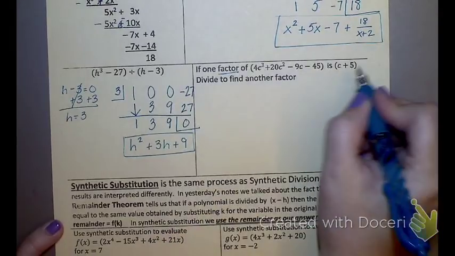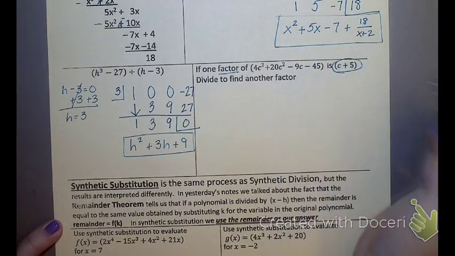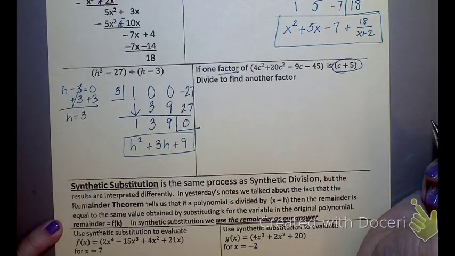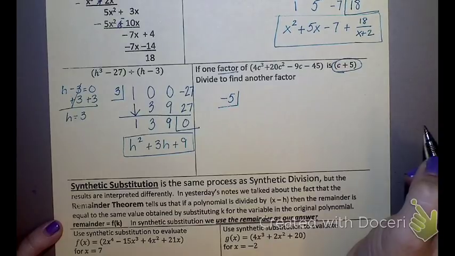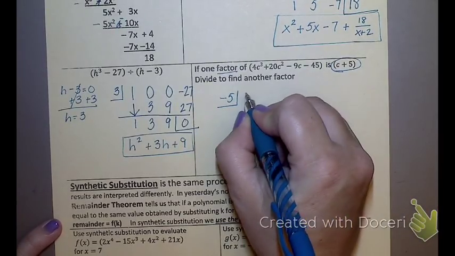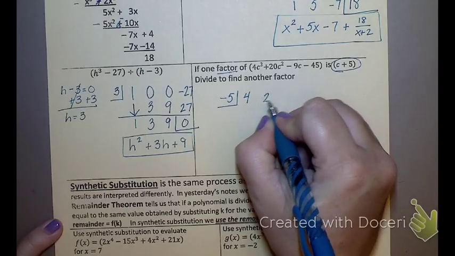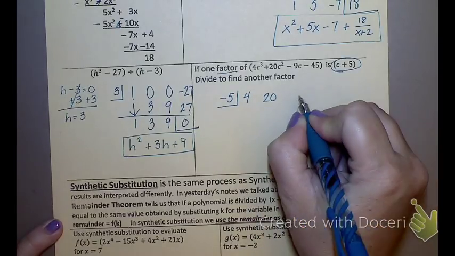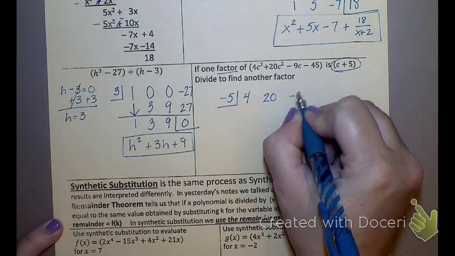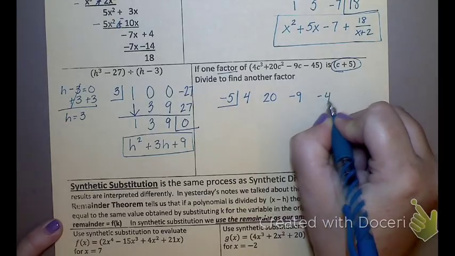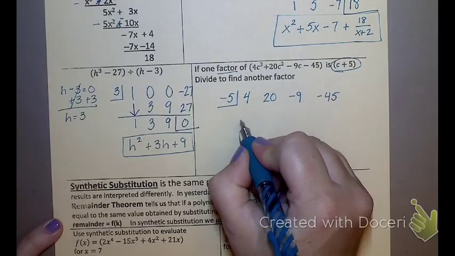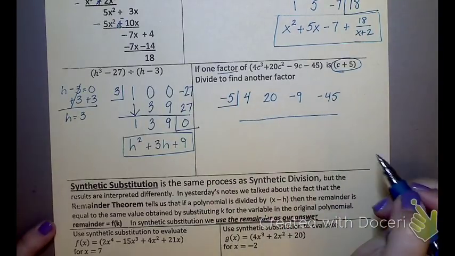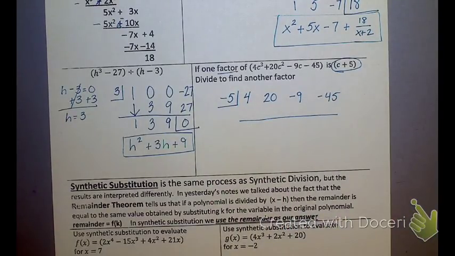So, I'm going to look here for my box number. What's my box number going to be? -5. It always ends up changing that sign, doesn't it? And then what are my coefficients going to be across the top? 4, 20, 0, no, 4, 20, -9, -45. I don't need any placeholders. Okay, you take a minute and do that synthetic division.